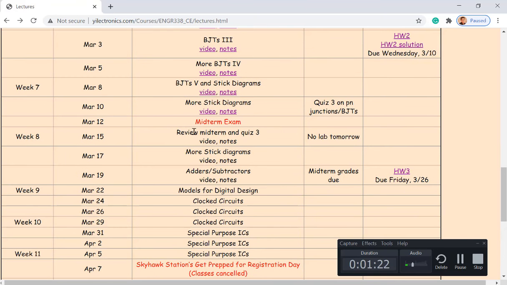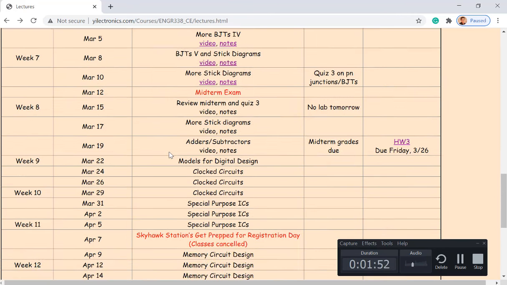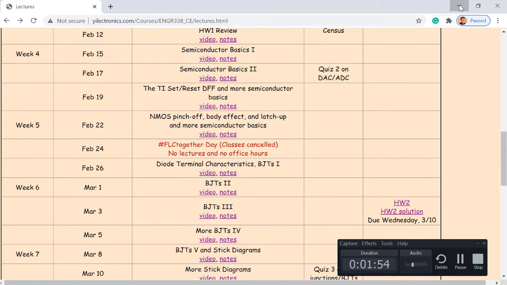I'm going to do a review for the midterm and quiz 3 today. I'll cover more stick diagrams on Wednesday, and there's no lab tomorrow, which means I won't be in the lab tomorrow. If you have time, you can still keep working on the lab you started last week, and that's due next Monday, until 10 p.m. Is that clear? All right, let's do the review.